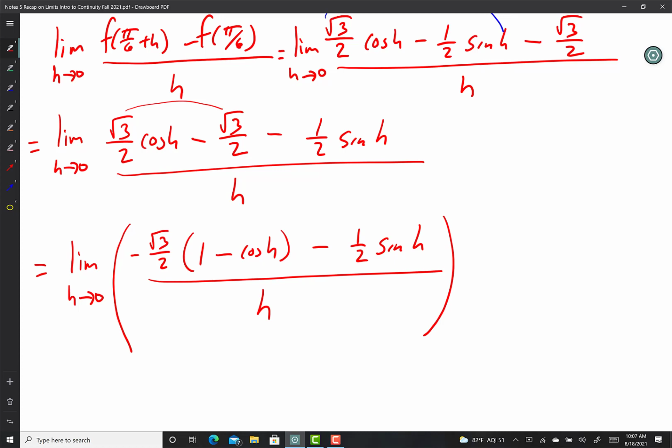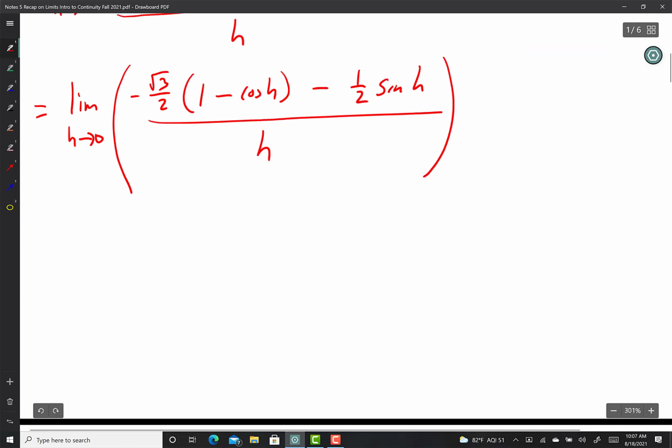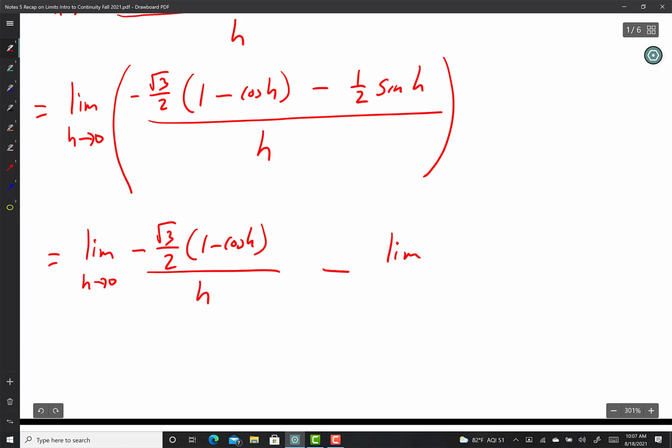Can I use my properties of limits and do this? I'm going to write limit as h approaches 0, negative square root of 3 over 2, 1 minus cosine h over h, minus limit as h approaches 0, 1/2 sine h over h. Can I do that? Yes. All I did was just split it up. It's all over h. A plus b over c is the same thing as a over c plus b over c.